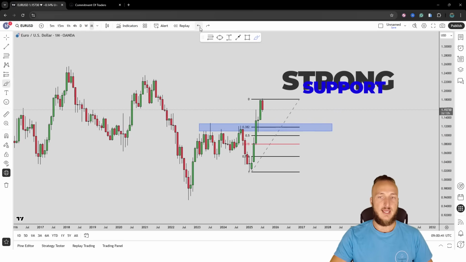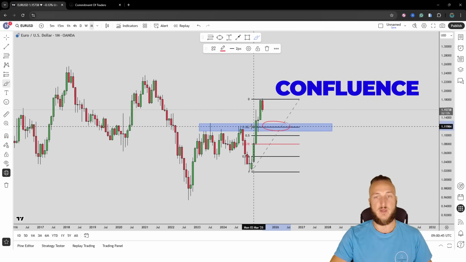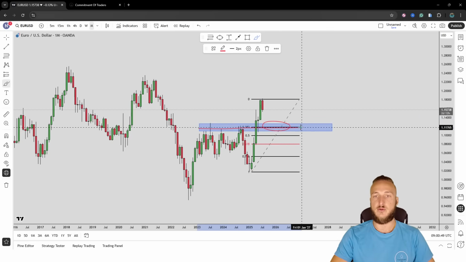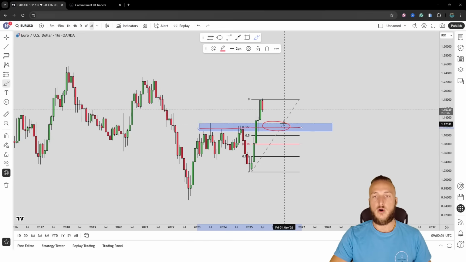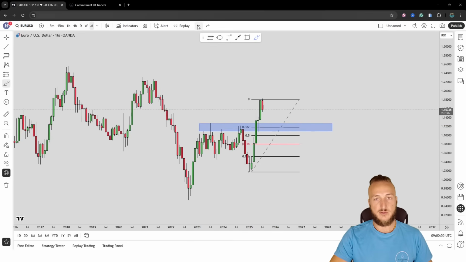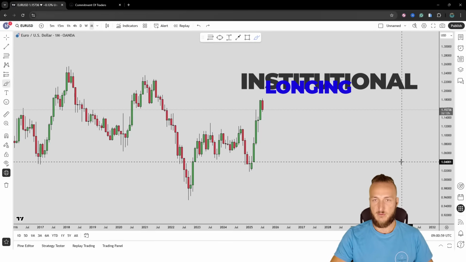So what we actually have at this level is confluence of demand and support, because we have the 0.382 with this previous horizontal resistance now turned support, which creates confluence of demand at this level, meaning that we have an increased probability of seeing institutional buying at that level.